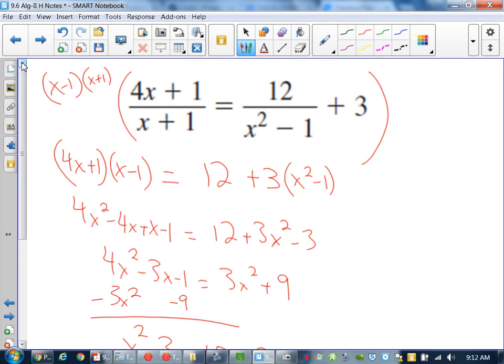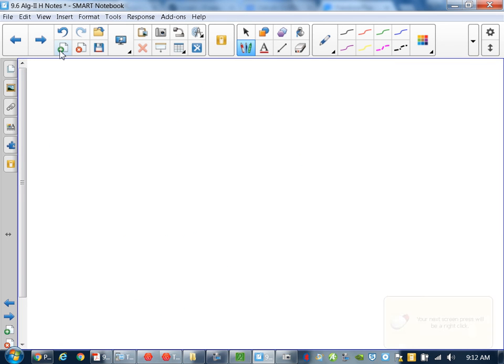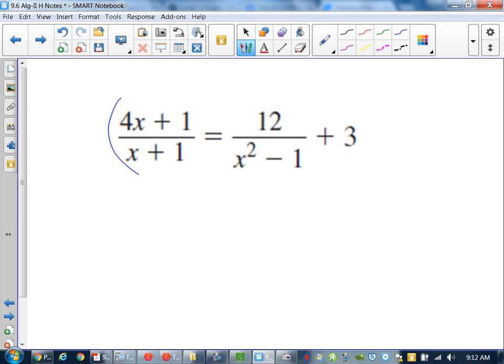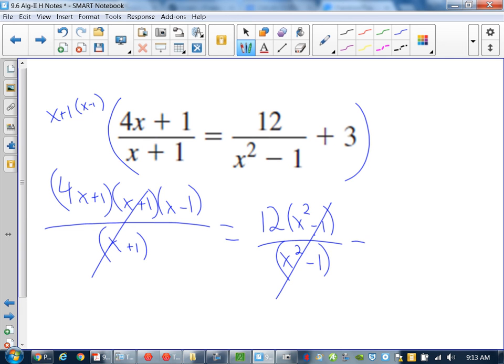Well, what's happening here, and I'm not writing out that step, is if I'm taking this and multiplying all of this by x plus 1, x minus 1. Remember, I'm getting 4x plus 1, x plus 1, x minus 1, over x plus 1. What drops? Equals 12 x squared minus 1, x squared minus 1. What drops? That's what I'm doing. I'm just skipping that step.